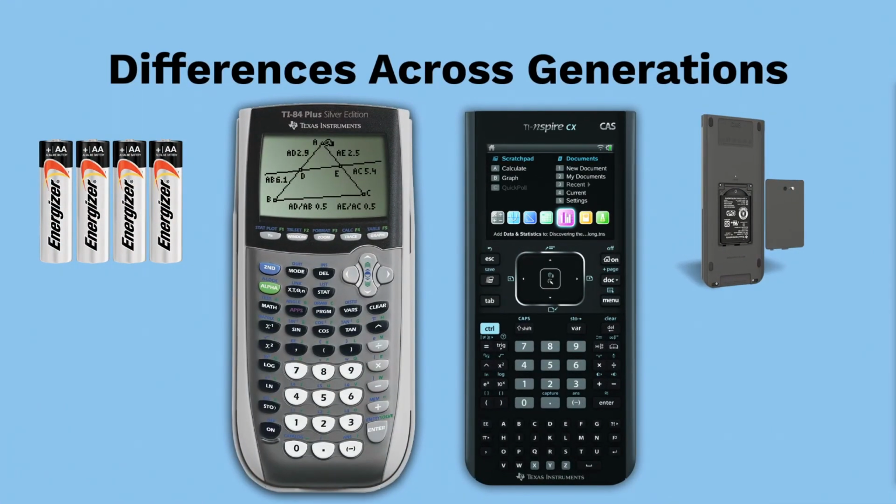So as these calculators have progressed over time, they've slowly gotten more advanced, and so over here some of the main differences that you'll notice are a color screen, high resolution display. One of the most useful features is going to be the full-size keyboard at the bottom. On the left you'll see the TI-84 Plus Silver Edition, which is a pretty common older generation calculator.